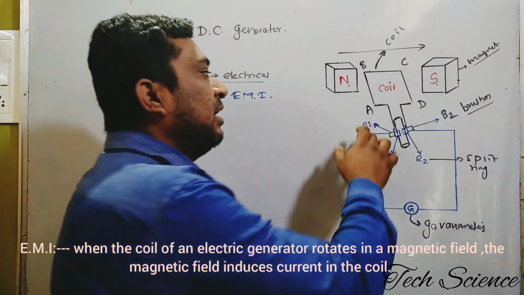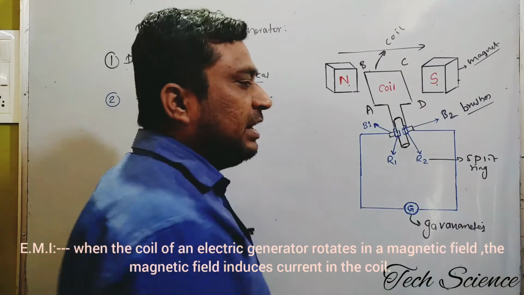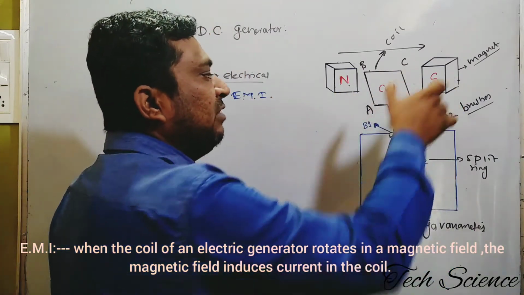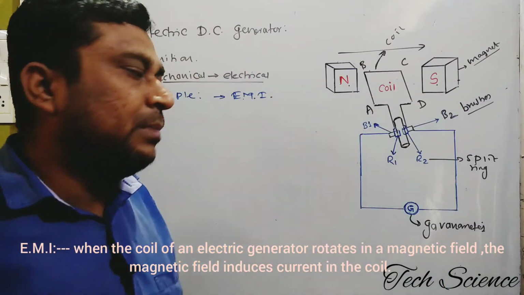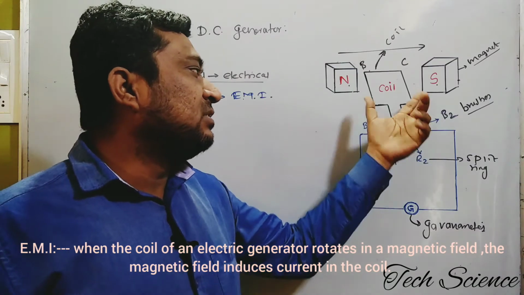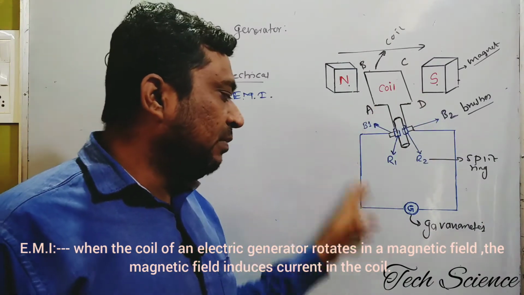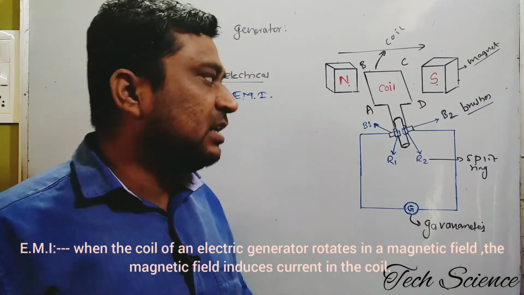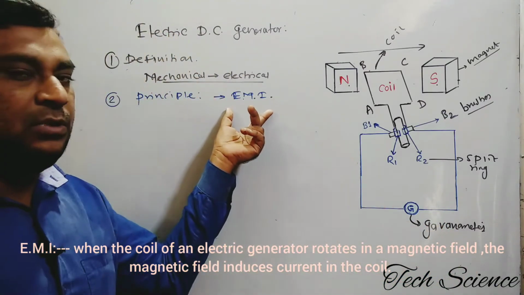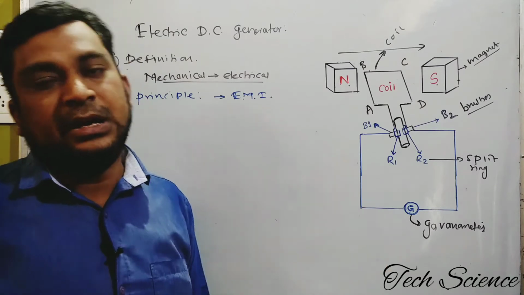These magnetic lines of force get cut when the coil is rotated between the north and south poles. What happens here? When the magnetic lines of force are cut, voltage is induced. In short, you get the current, and that current is detected by the galvanometer. That principle is called electromagnetic induction.